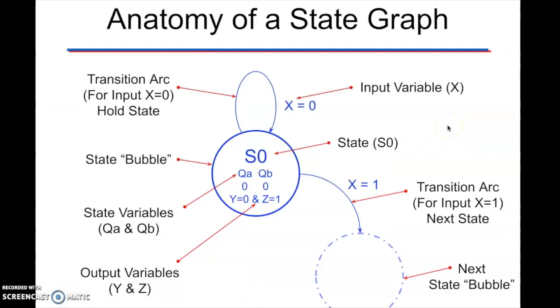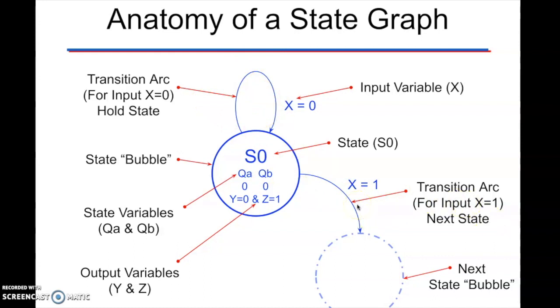So here, this is a closer look at those different pieces of the state graph. So the state variables are the outputs of the flip-flop. So they're typically labeled as QA, QB, QC, QD, etc. And they are located right here. So these are our state variables. We've already discussed the state bubble and our transition arcs. We have two different ones. We have one up here and one over here to the side.